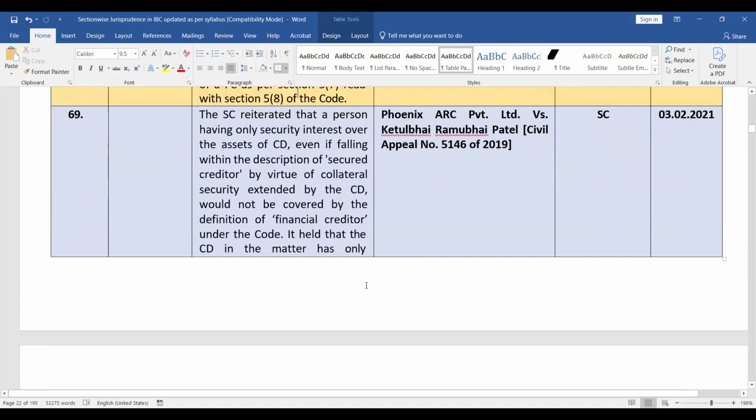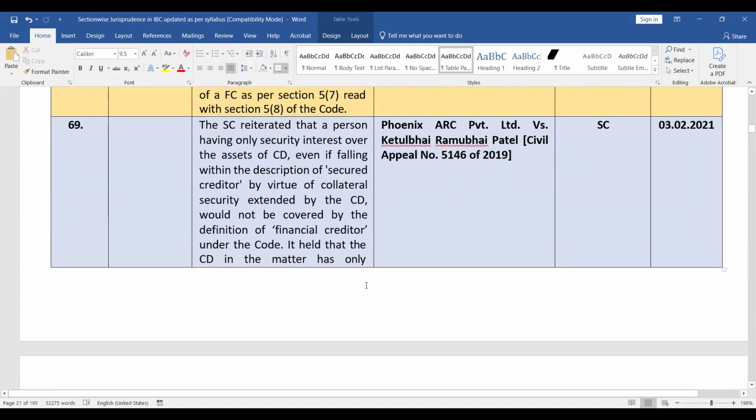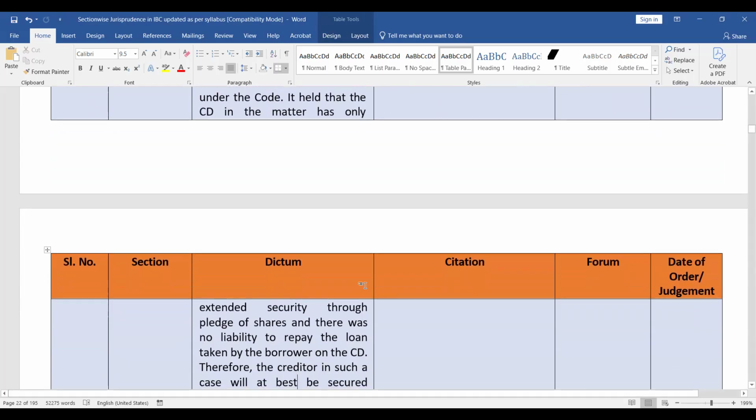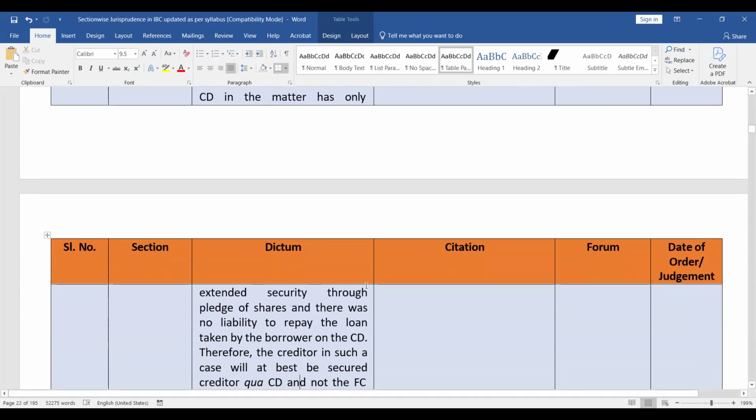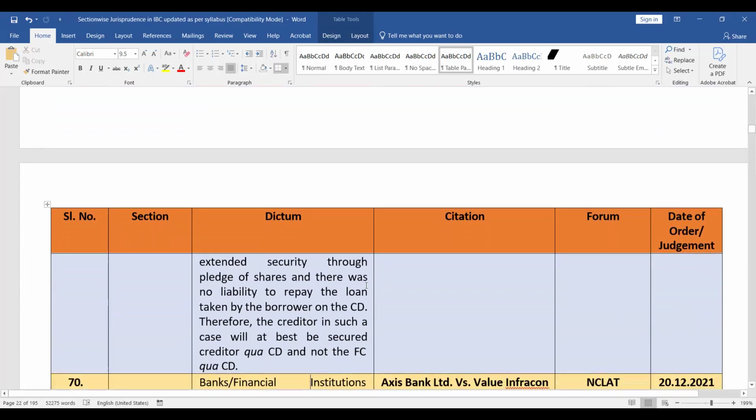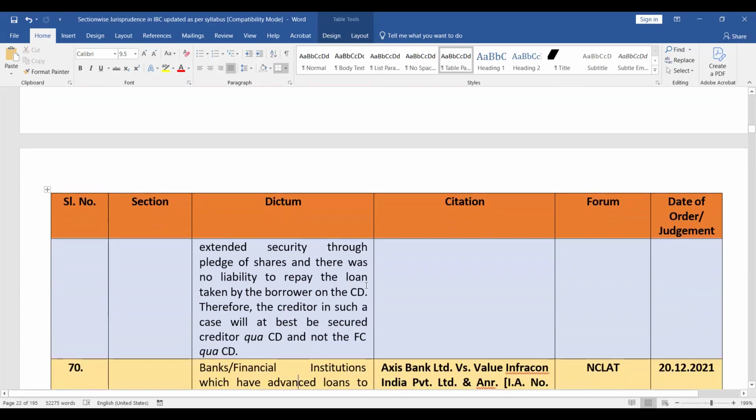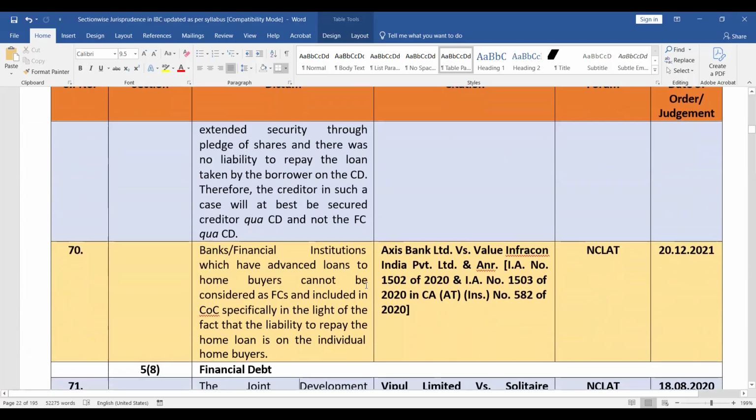नेक्स्ट केस है, the SC reiterated that a person having only security interest over the assets of the CD, even if falling within the description of secured creditor by virtue of collateral security extended by the CD, would not be covered by the definition of financial creditor under the code. It held that the CD in the matter has only extended security through pledge of shares and there was no liability to repay the loan taken by the borrower on the CD. Therefore, the creditor in such a case will at best be secured creditor qua CD and not the FC qua CD.